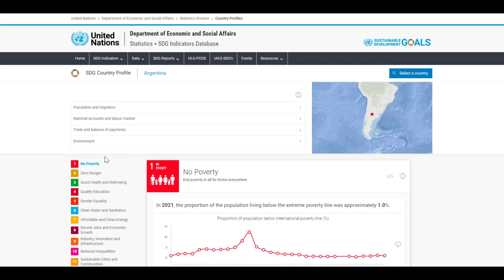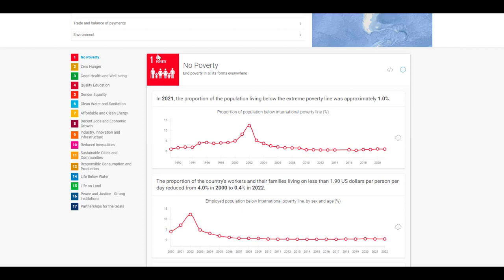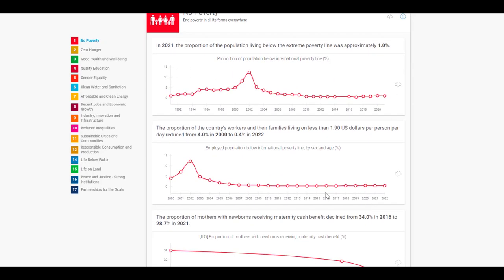So we've got the Sustainable Development Goals. Number 1 is no poverty. So it shows where Argentina is on this. It shows us over here when it started, I guess, in maybe 1991, and where we are now. And I can go through here and look at different indicators. I might want to scroll down and look at just certain goals that I think are more important to me, but it might also depend on your product and your industry.